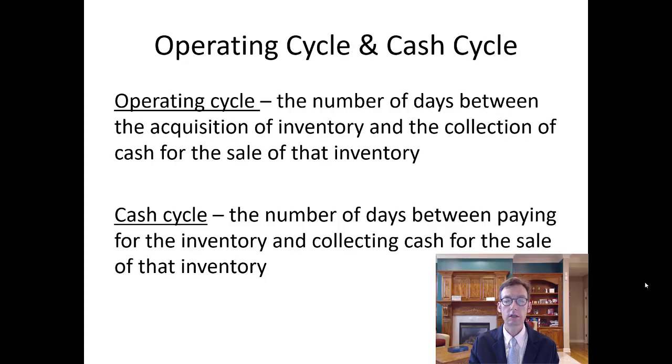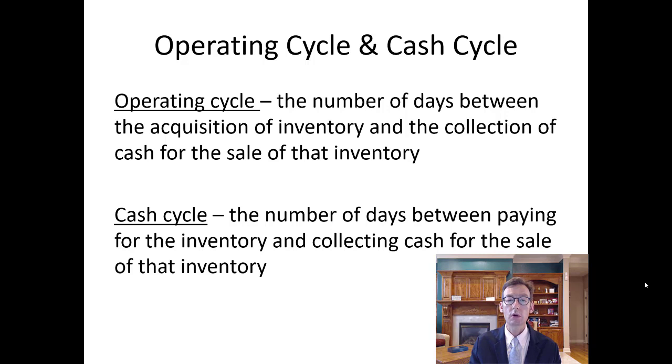Now let's turn our attention to the operating cycle and the cash cycle. So the operating cycle is the number of days between the acquisition of inventory and the collection of the cash that we receive for selling that inventory. We also can talk about the cash cycle, which is the number of days between paying for the inventory and collecting cash for the sale of inventory.